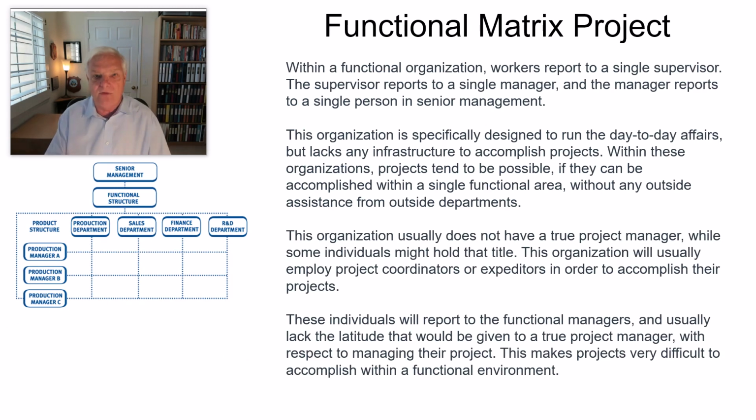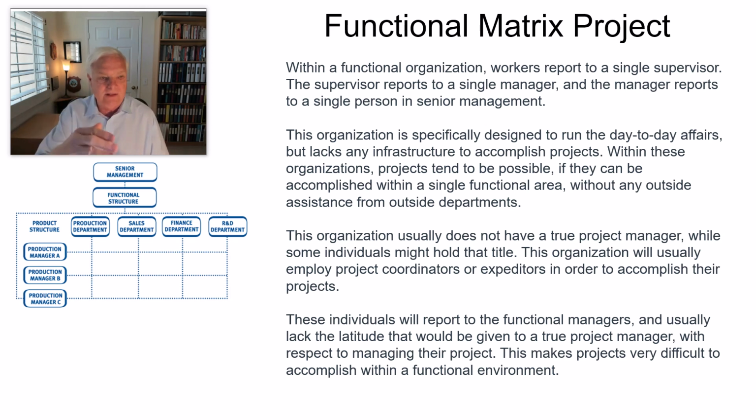Now we're going to go into the 4th one, which is the functional matrix project. And this is one you're going to find is very typical within high technology companies. A lot of those organizations want to work within that functional matrix project. So within a functional matrix organization, workers report to a single supervisor. That single supervisor reports to a single manager, and the manager reports to a single person in senior management. It's a very hierarchical flow.